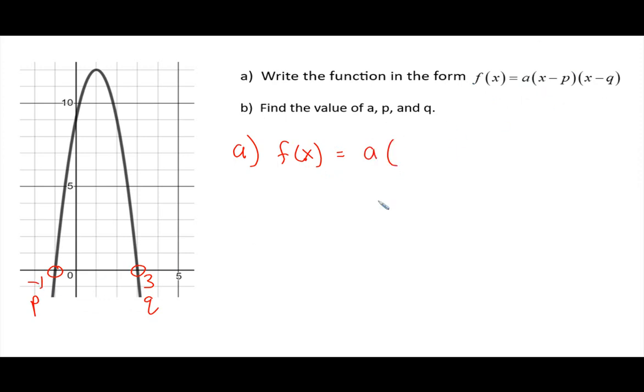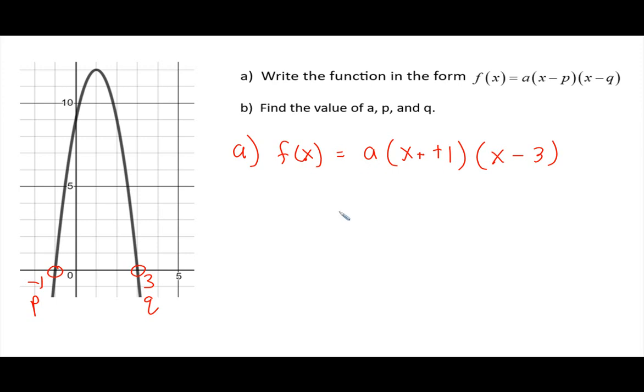Now remember when you plug it into these parentheses, it's x minus -1. You notice this minus was already here. So it's x minus whatever p is, -1, times x minus whatever q is, 3. So we know a negative becomes positive. Now we need to find out what the a value is.